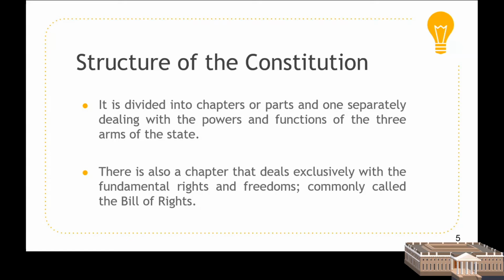So that's the structure of the Constitution. It's broken into chapters. The chapters give power and functions to the three arms of the state that are supposed to relate to each other. And remember, they're supposed to relate to us as well. That is why there's a chapter that deals exclusively with our fundamental rights and freedoms, which protects us and keeps us within a system of democratic operation. Because how you treat your people proves how successful and how thriving you are as a nation.